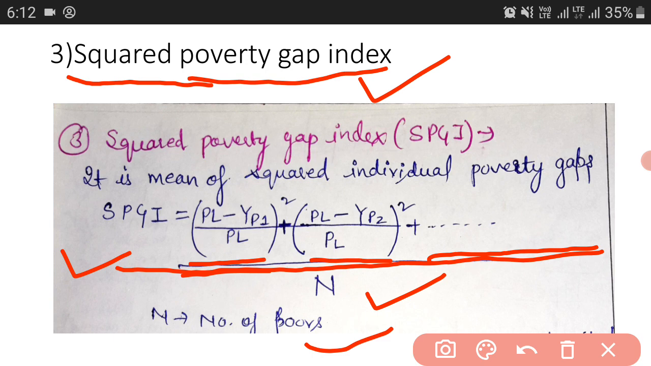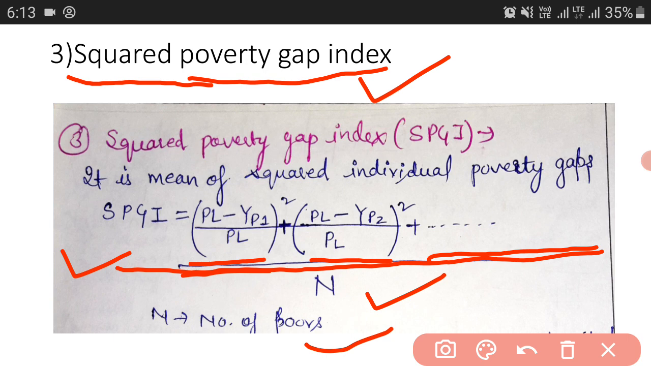Okay, so ultimately what it does, it measures the intensity or severity of poverty, but the difference here is that it also takes into consideration the inequality among the poor. Okay, the inequality amongst the poor means that some poor are extremely poor and some poor are not that much poor, so we are taking this kind of inequality also into consideration. So this is the squared poverty gap index.